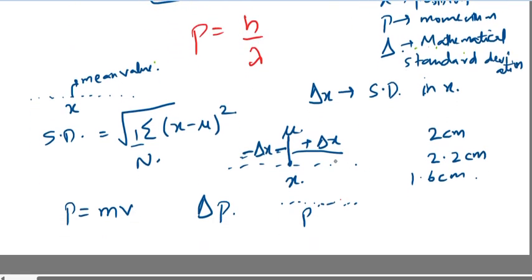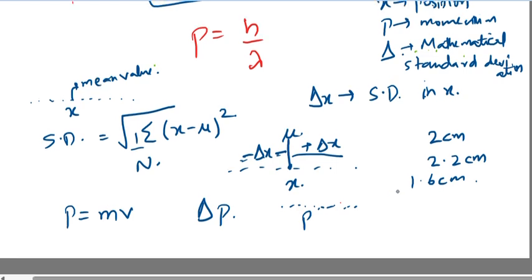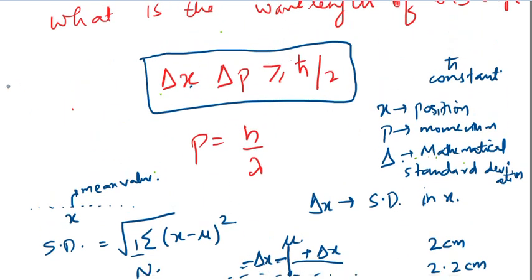And the good part is, the product of these two standard deviations gives you a finite number, a constant. It can never be zero. It is always going to be a finite number, and there is a lower limit to that number.